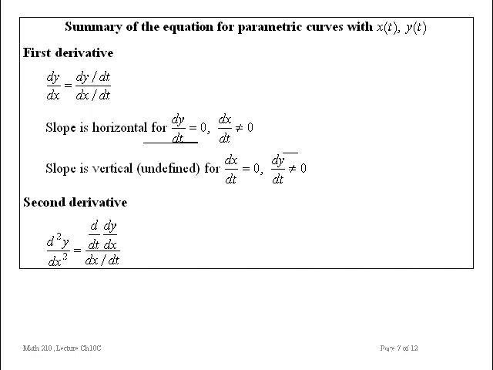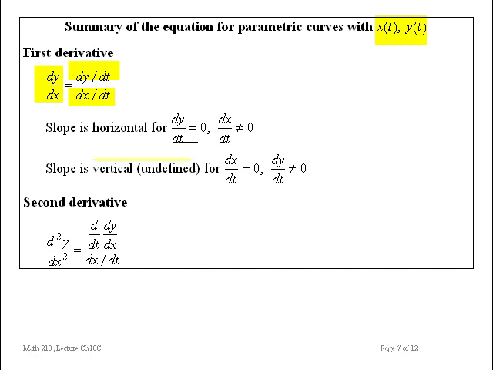Alright, I fixed my slide, so here's my summary. We're summarizing the equations that we developed for parametric curves, that is, curves in which x and y are both functions of a third variable we call the parameter. In this case, we'll let t be that parameter. The first derivative, the slope in the xy plane, is equal to the ratio of the time derivatives of the functions. So dy by dt divided by dx by dt.